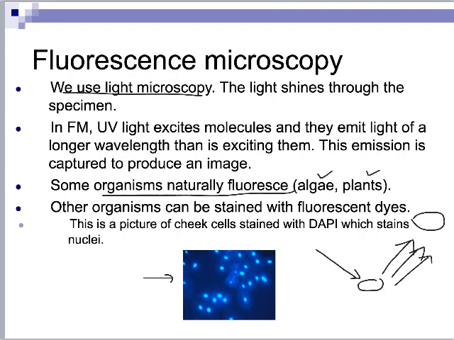Well, in this case, these are somebody's cheek cells, and they stained them with a fluorescent stain called DAPI. The DAPI will actually bind to DNA and RNA, so it binds to the nucleus. These bright circles in here are the nuclei inside the cheek cells, which is kind of cool. We actually have these microscopes to do this at HCC.